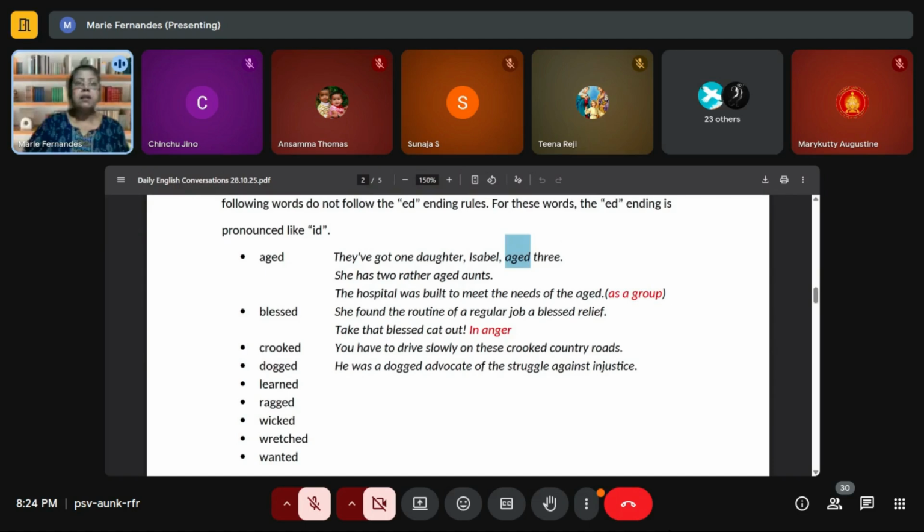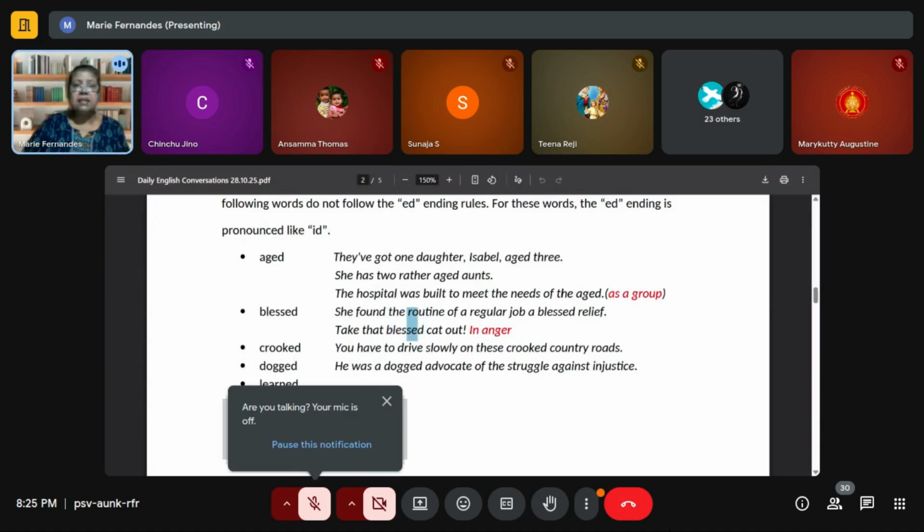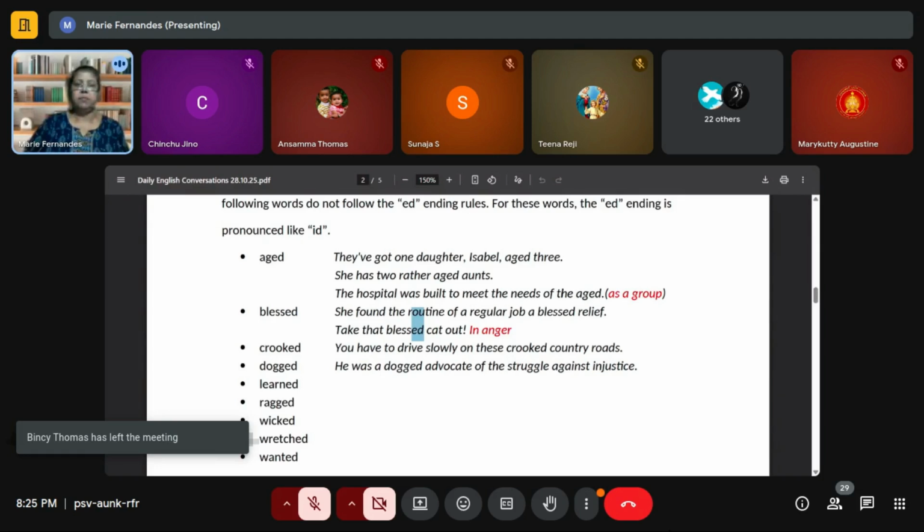Here, you can say blessed or blessed. How do we say blessed? She found the routine of a regular job a blessed relief. Can you see what I'm pronouncing? Blessed. T sound. Blessed relief. Now, if I'm angry, the cat is making a lot of noise in the house, so I say, take that blessed cat out. The ed is pronounced as t. Otherwise, she found the routine of a regular job a blessed relief.